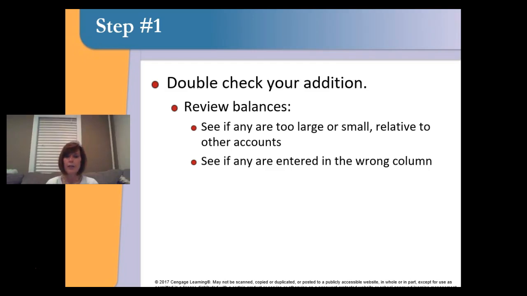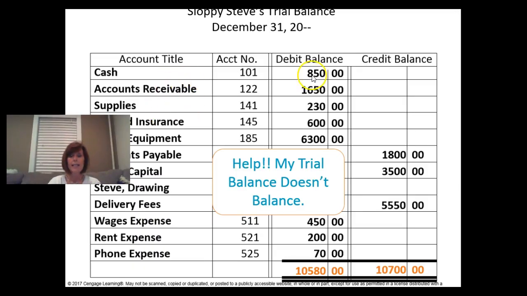So if you're using Excel or paper and pencil, go back, just recheck, make sure that your totals are accurate for what you believe you're adding together. And then go see if, when you were putting your trial balance together, you accidentally put something in the debit balance column that really has a credit balance or vice versa.